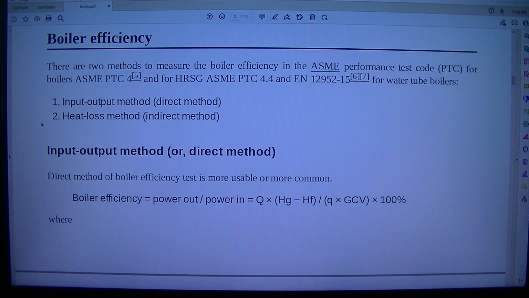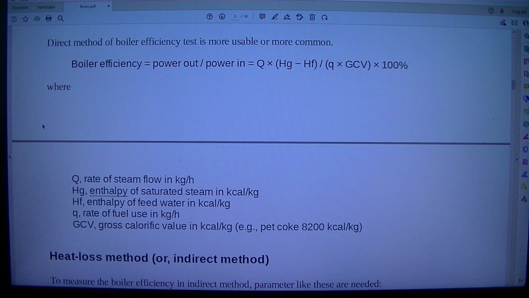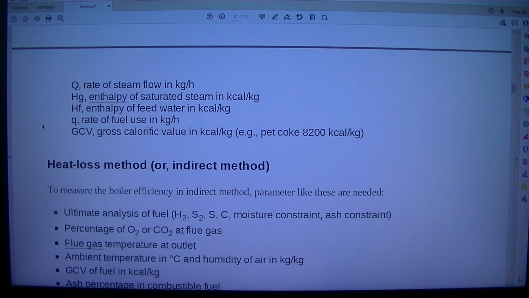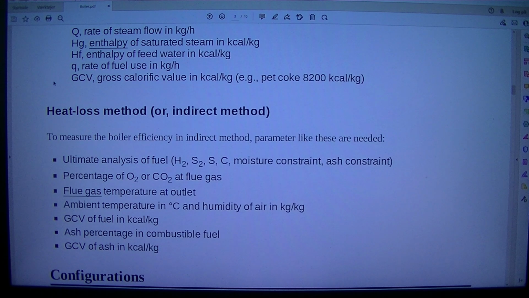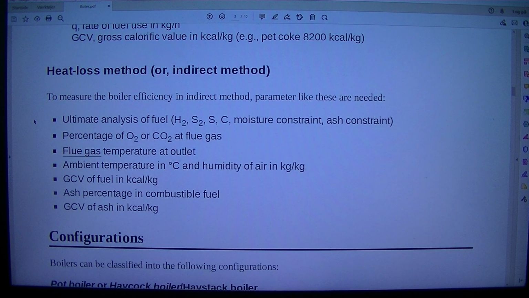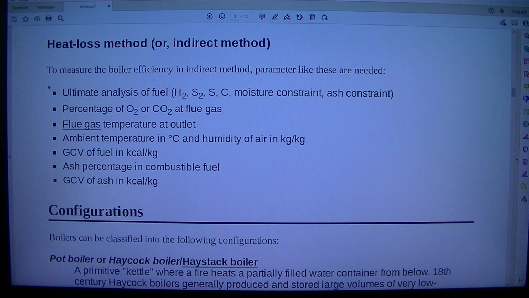Boiler efficiency equals power out / power in equals Q × (Hg − Hf) / (q × GCV) × 100%, where Q is the rate of steam flow in kg/hr, Hg is the enthalpy of saturated steam in kcal/kg, Hf is the enthalpy of feed water in kcal/kg, q is the rate of fuel use in kg/hr, and GCV is the gross calorific value in kcal/kg, for example, pet coke 8200 kcal/kg.